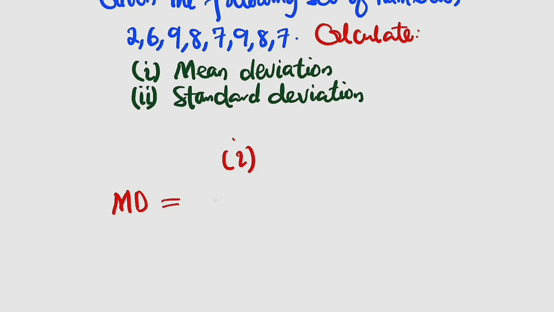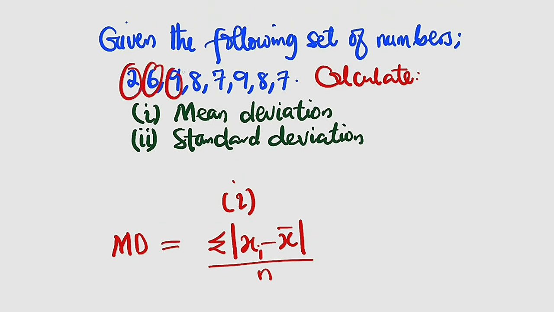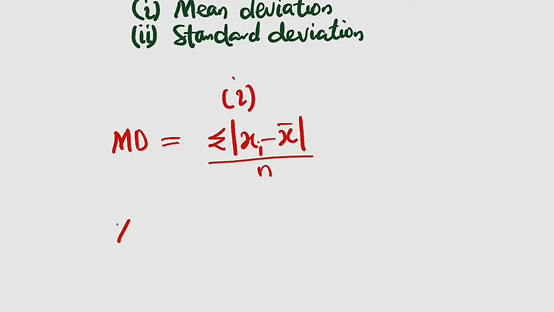Mean deviation is equal to the summation of the absolute deviation from the mean, right? That is the summation of the absolute value of xi's, all of these are x1, 2, 3 up to xn, minus the mean divided by n, that is number of items. We are going to plug them here, but before then, we have to compute for the mean. And the mean is equal to the summation of xi's divided by n, meaning we should add all the items and divide by their number.